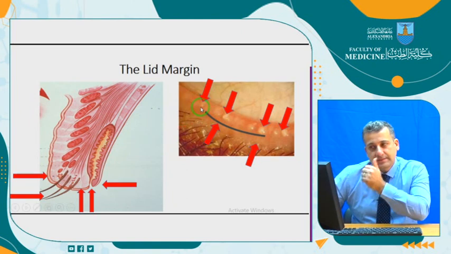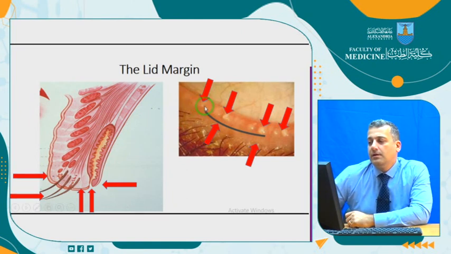Again, we have two lines. The first line is called the meibomian, or the white line, which is composed of the meibomian gland orifices present here, and in front of it is the gray line, which is an anatomical plane present between the anterior lamella and the posterior lamella of the eyelid.